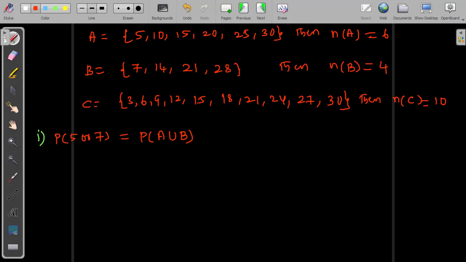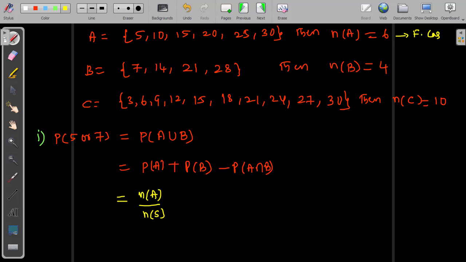Now apply the addition theorem for events: probability of event A plus probability of event B minus probability of A intersection B. This is the theorem statement of the addition theorem for two events. Simply, we can write P(A) equals n(A) by n(S), as per the definition of probability: number of favorable cases by total number of cases. These cases are favorable cases.